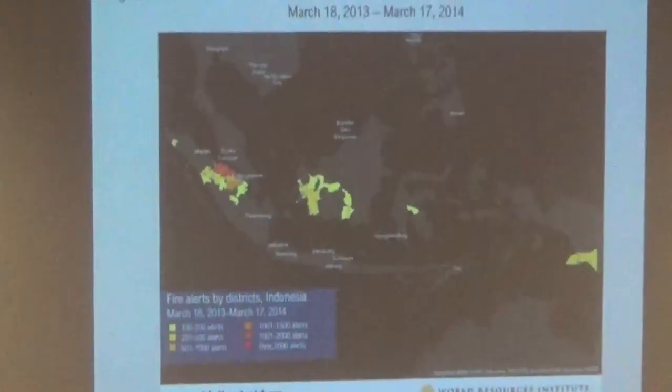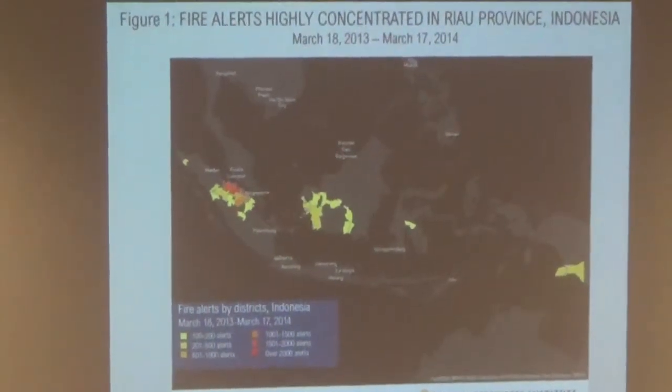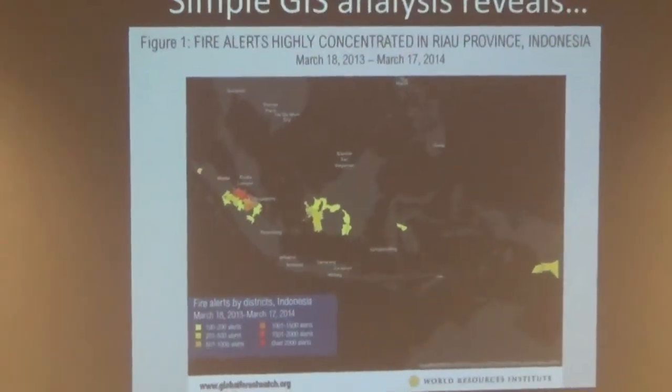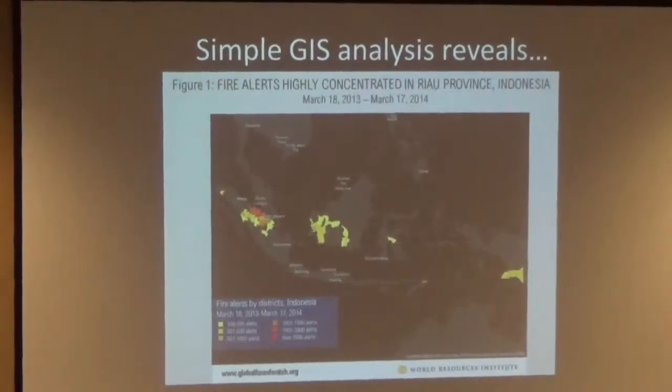Because we had all of the information about who owned all of those different boundaries, we could identify which companies held land holdings with the most fire alerts, so we could name and shame these companies into doing something about it. And despite the fact that all this information was publicly available, none of it had been presented like this in a way that was helpful for decision makers.